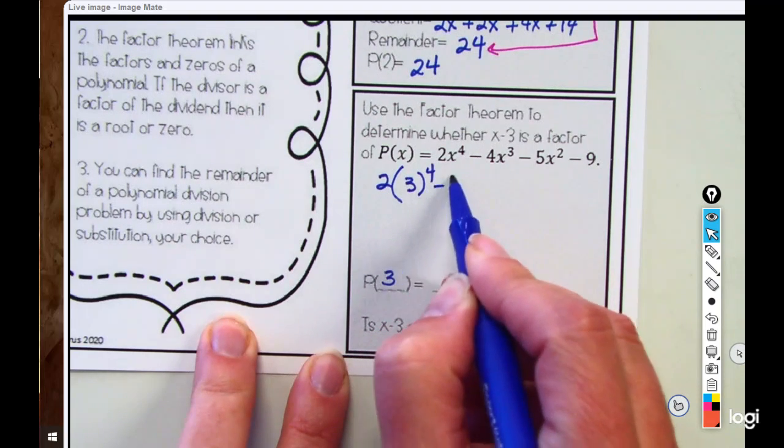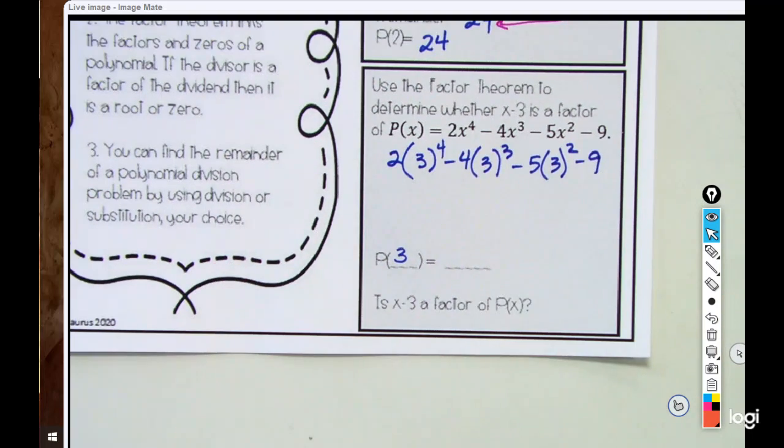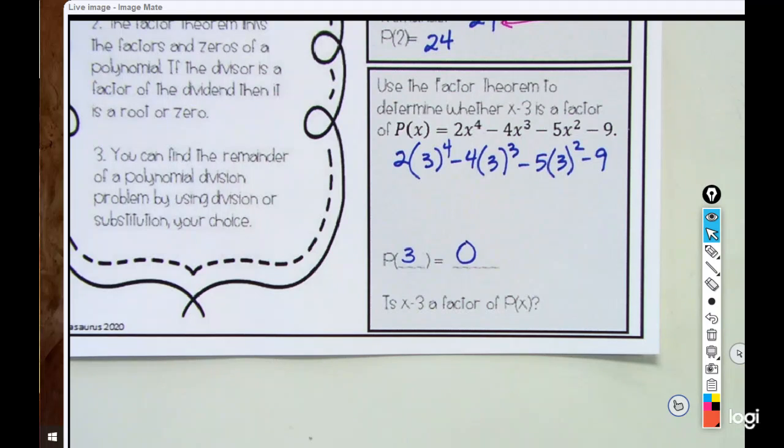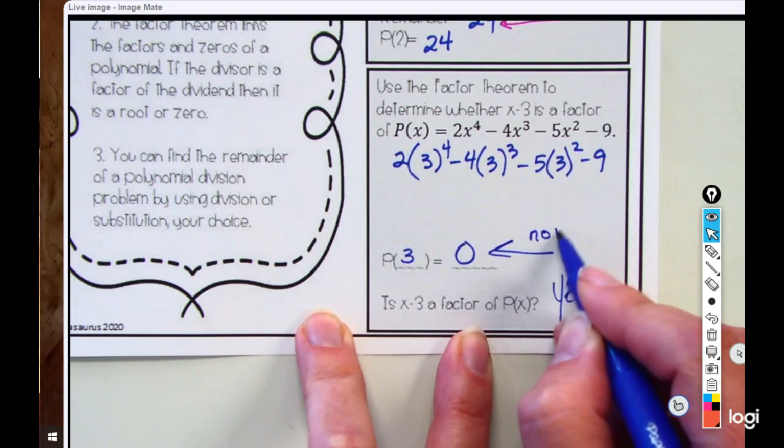2 times 3 raised to the 4th minus 4 times 3 raised to the 3rd minus 5 times 3 squared minus 9. Grab a calculator, shout the answer out when you've got it. Zero. I'm hearing one 0. Going once, going twice. Is there one more person with a 0? 0. All right. So is it a factor? Yes or no? Yes, it is. Why? That means no remainder.